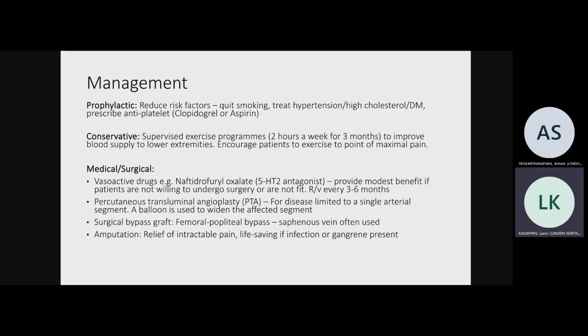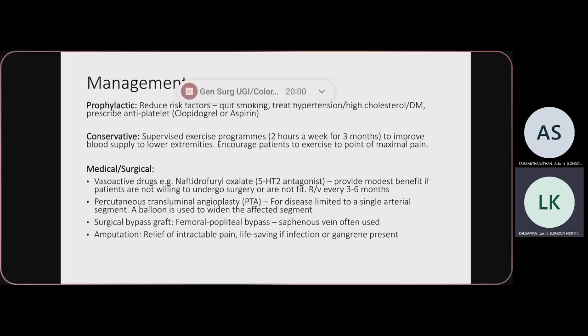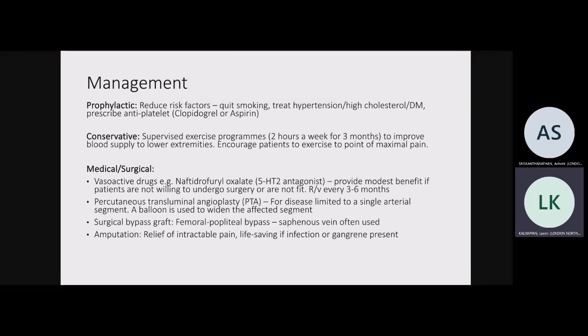You can have percutaneous angioplasty for disease where it particularly just affects, say, one significant arterial vessel, and the balloon essentially widens the affected segment. You can also go for bypass grafting, and last stage surgical intervention would be amputation, and this would be considered in people who just have intractable pain or present with gangrene or necrosis.